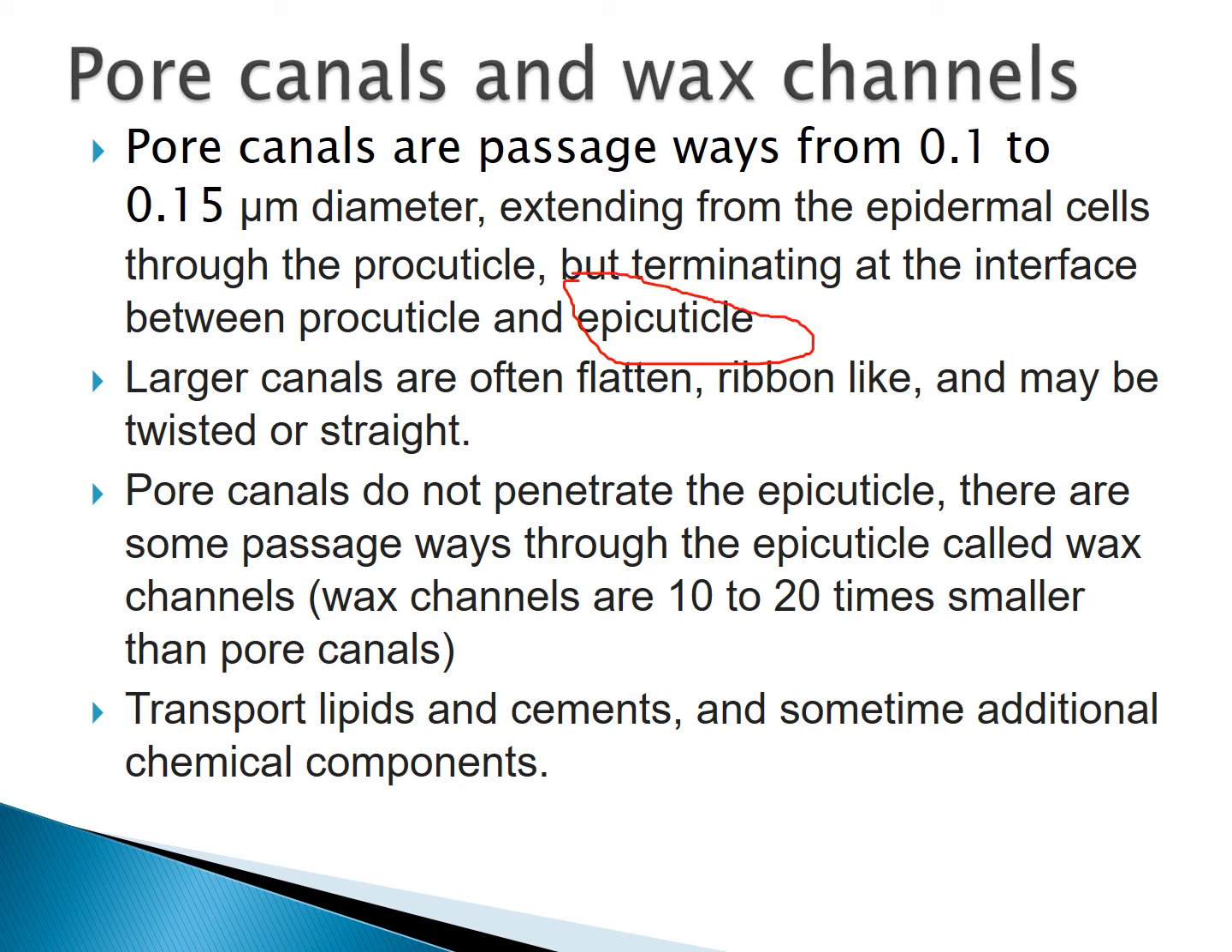Once they enter the epicuticle, large canals are often flattened, ribbon-like, and may be twisted or straight. Pore canals do not penetrate the epicuticle. There are some passageways through the epicuticle called wax channels, which are 10 to 20 times smaller than pore canals. They enter the epicuticle and transport lipids and cements, and some additional chemical components, including pheromones, for interspecific communication.